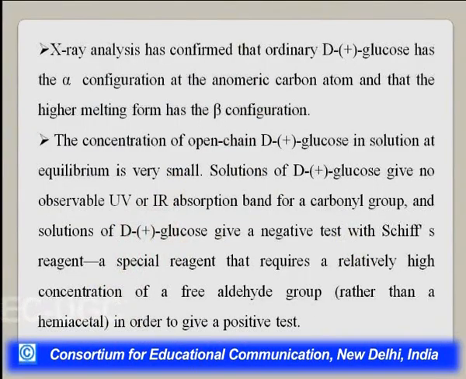X-ray analysis has confirmed that ordinary D-glucose has the alpha configuration at the anomeric carbon atom, and that the higher melting point form has the beta configuration. The concentration of open chain D-glucose in a solution at equilibrium is very small. A solution of D-glucose gives no observable UV or IR absorption band for a carbonyl group, and gives a negative test with Schiff's reagent, a special reagent that requires a relatively high concentration of free aldehyde group rather than a hemiacetal in order to give a positive test.